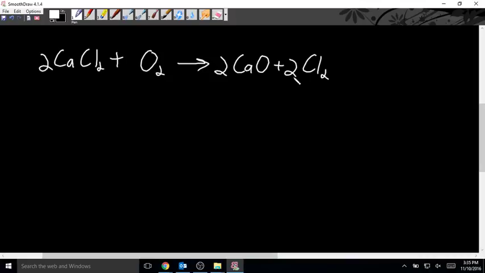So in this case, let's say that I'm starting with seven grams of O2. This is my X. That's what I'm starting with. And I want to know the mass of the chlorine gas produced. All right, so first things first, write down what you're given. So 7 grams, and that's 7 grams of O2.